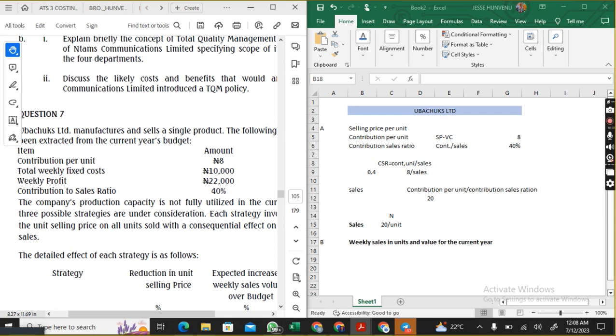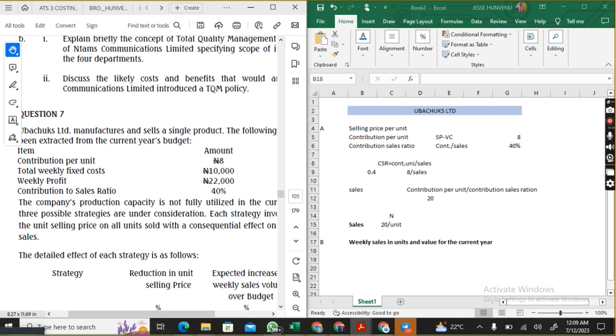are you with me? That means that in that week they are expected to make that profit of 22,000 naira. So there's a target of profit: fixed cost plus that profit, all over the contribution per unit. If we are working with units, we multiply it by total units. But if you are working with sales, we divide it by the contribution sales ratio. Are you with me, ma?